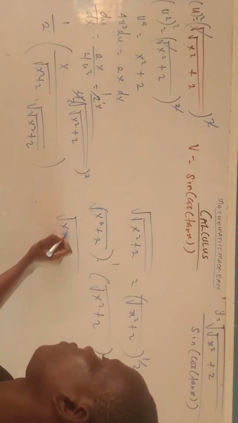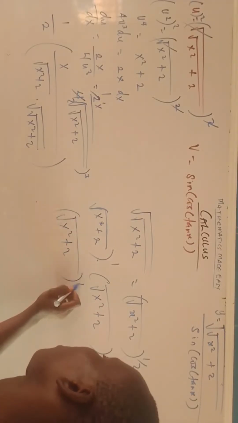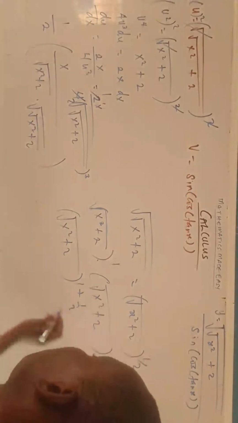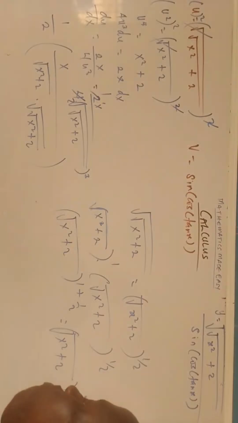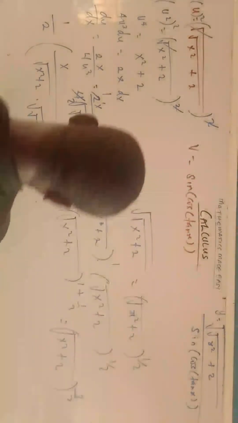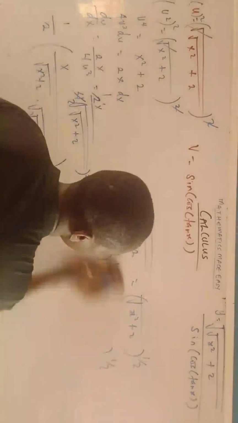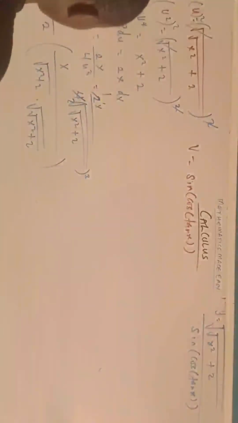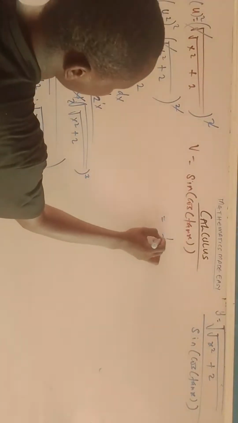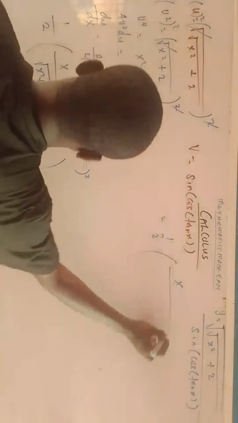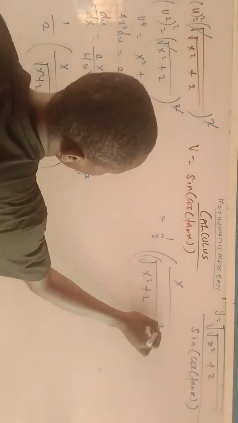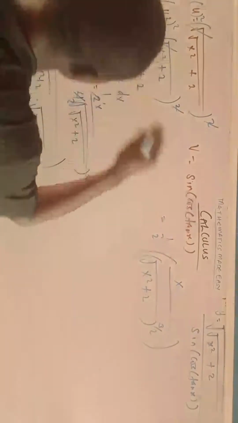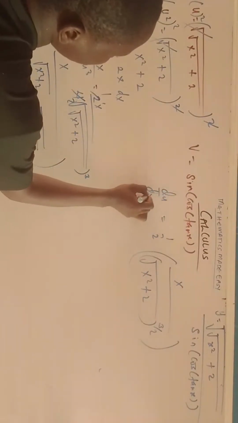So we're going to have square root of x squared plus 2, raised to the power of 1 plus 1 over 2. And that will give us what? We're going to have square root of x squared plus 2, then raised to the power of what? 3 over 2. All right, so that's what we're going to have. If you simplify that completely, we have 1 over 2 into bracket x over square root of x squared plus 2, then raised to the power of 3 over 2. All right, so that is our du over dx.